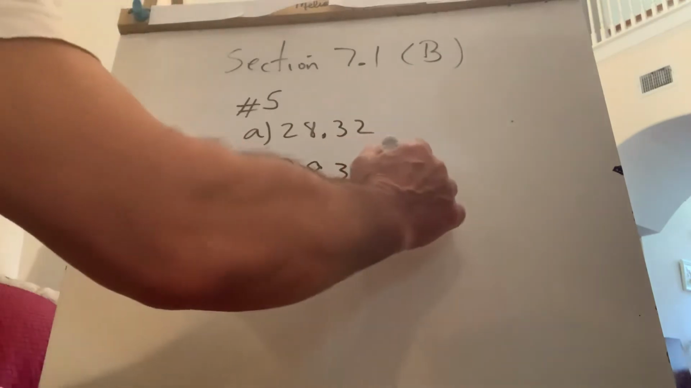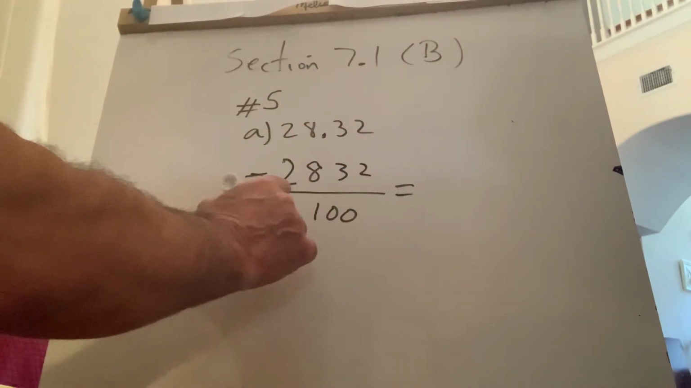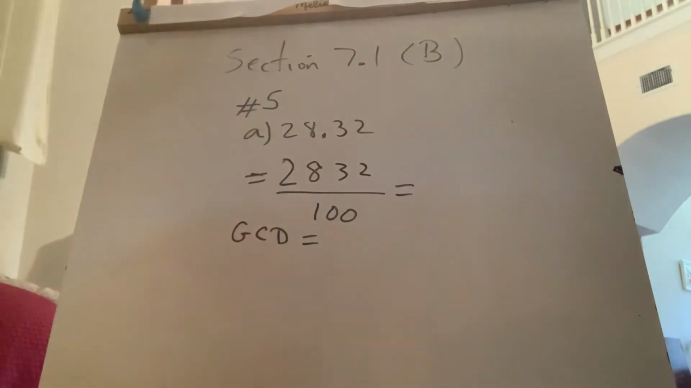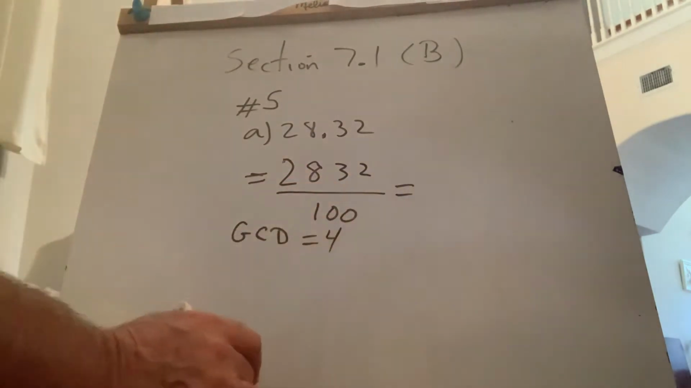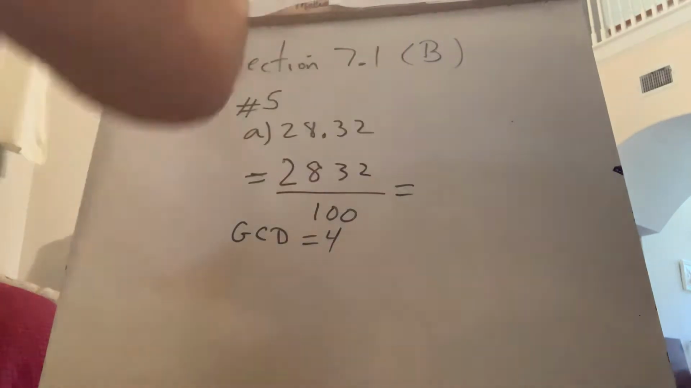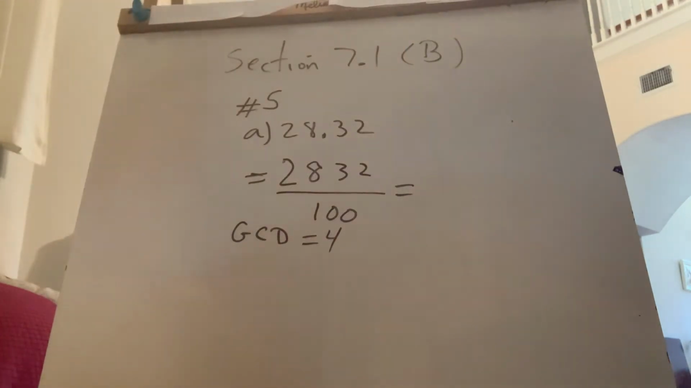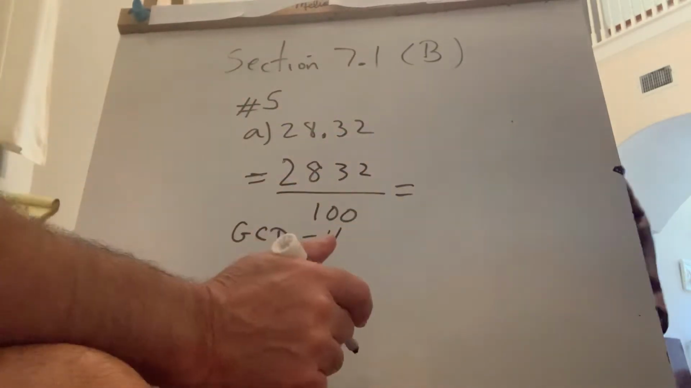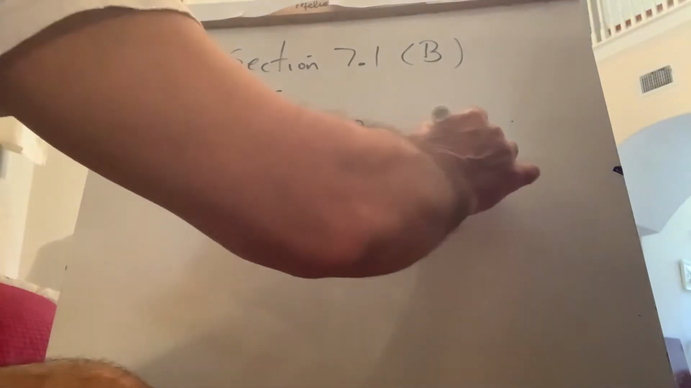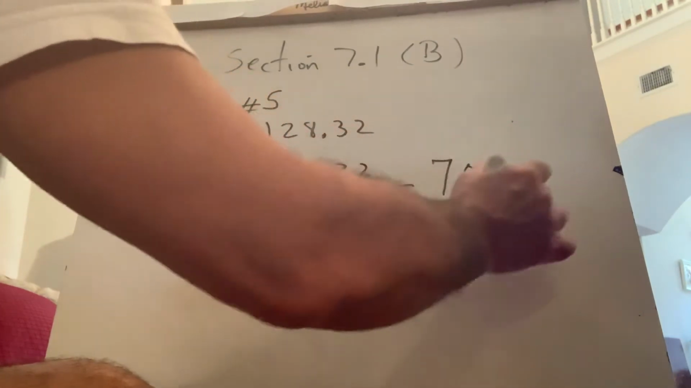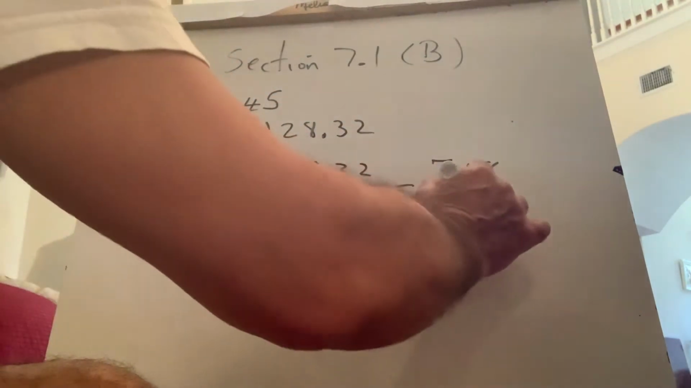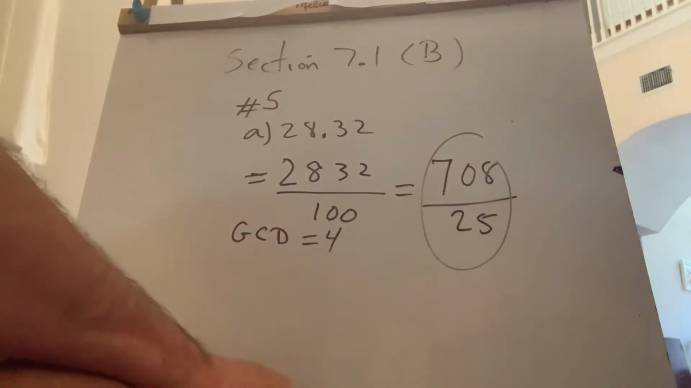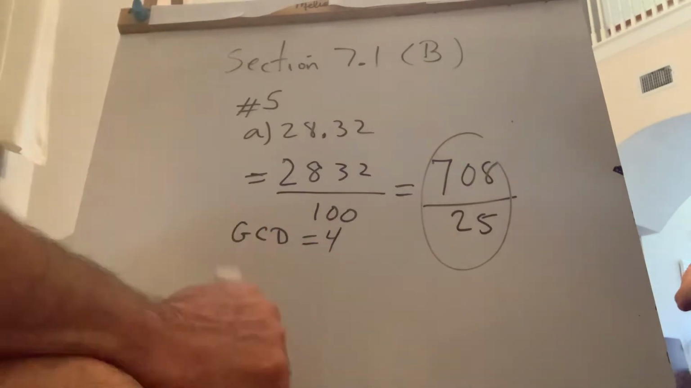Now you're just going to reduce that fraction. I went ahead and found it for you: the GCD of the top and bottom numbers is 4. So we divide both the top and the bottom by 4, which gives you the fraction 708 over 25. That will be the most reduced form of this fraction, which is the representation of this terminating decimal. That's part A.